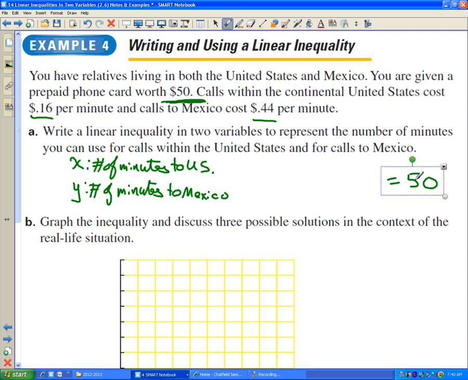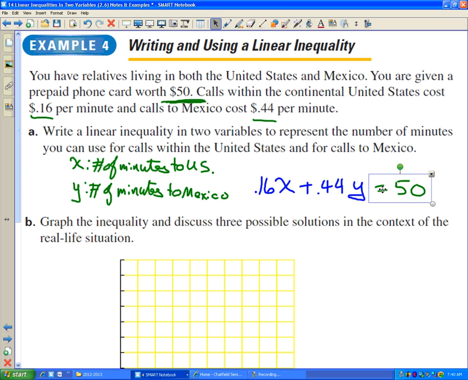If I'm going to call the United States, it's going to cost me 16 cents per minute. If I'm going to call Mexico, it's going to be 44 cents per minute. At this point, there's no other way I can spend this money. I can only use this $50 for making calls to Mexico or the United States. So this is my full equation: 0.16x plus 0.44y is equal to $50.